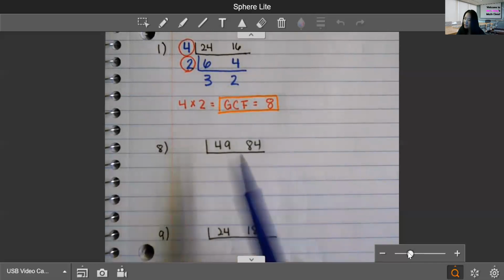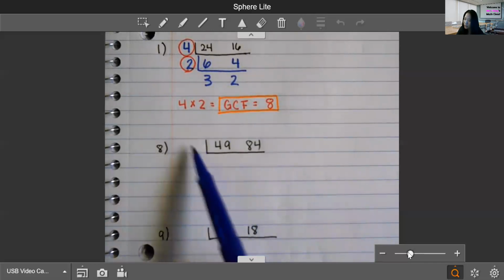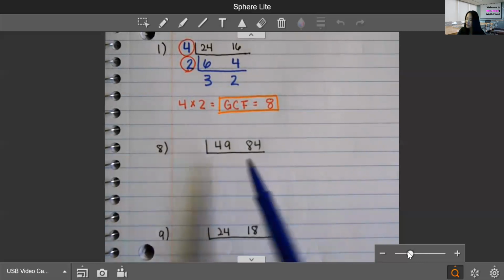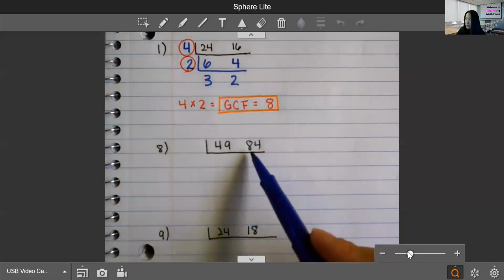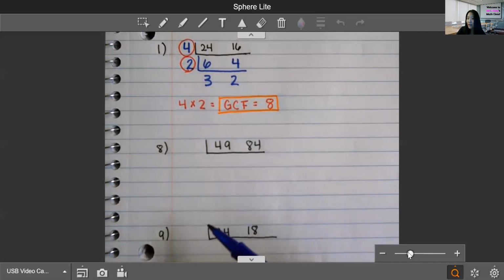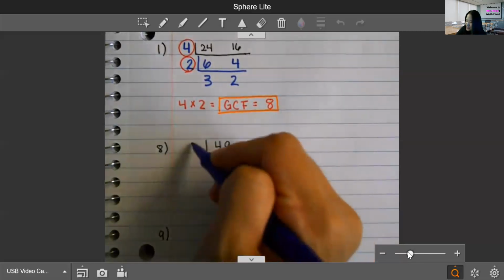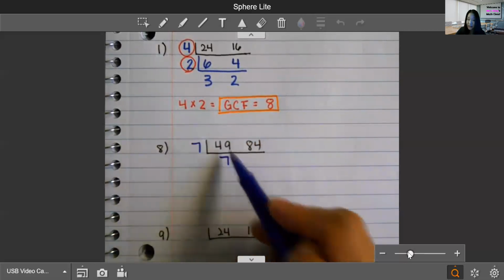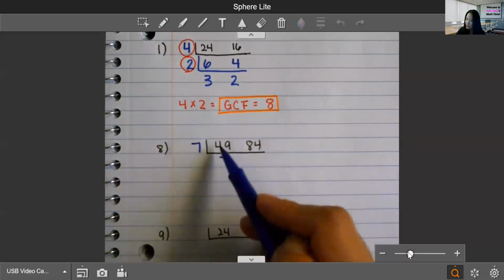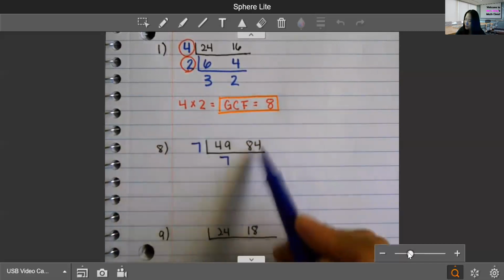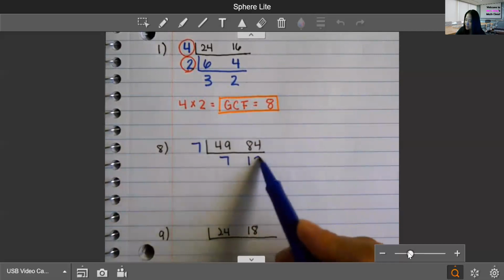Okay, so if I divide by 7, it'll go in 7 times. Can 7 go into 84? You want to ask yourself that question. So if I try to divide 84 by 7, you do get 12. So I am going to divide by 7. 7 times 7 is 49, or 49 divided by 7 is 7. And then 7 goes into 84 12 times.